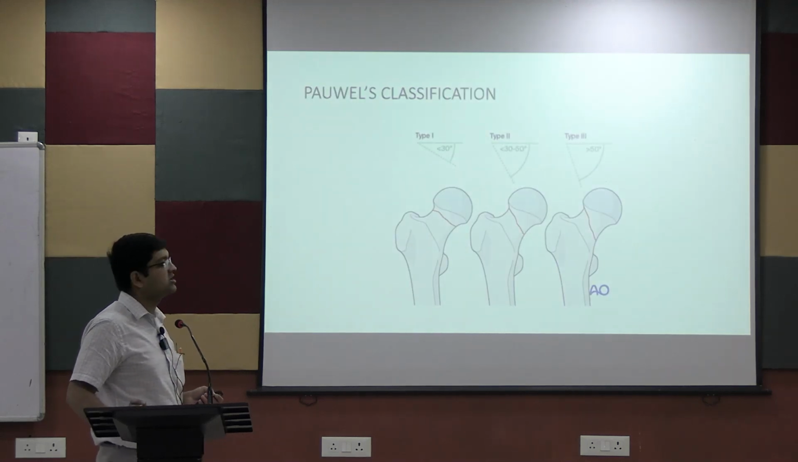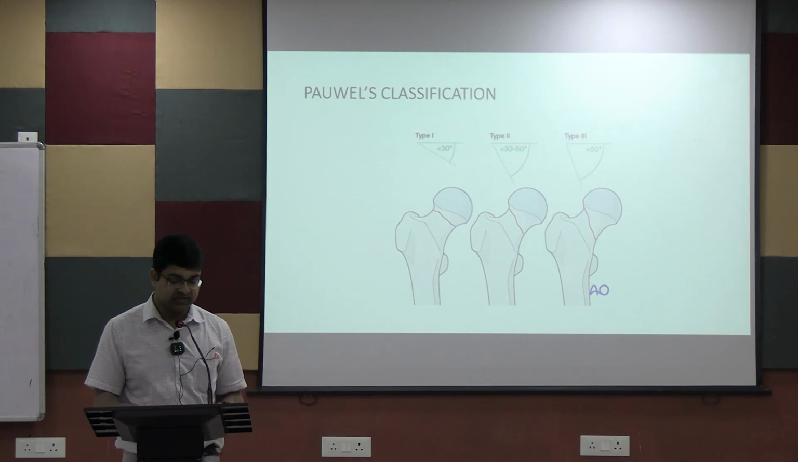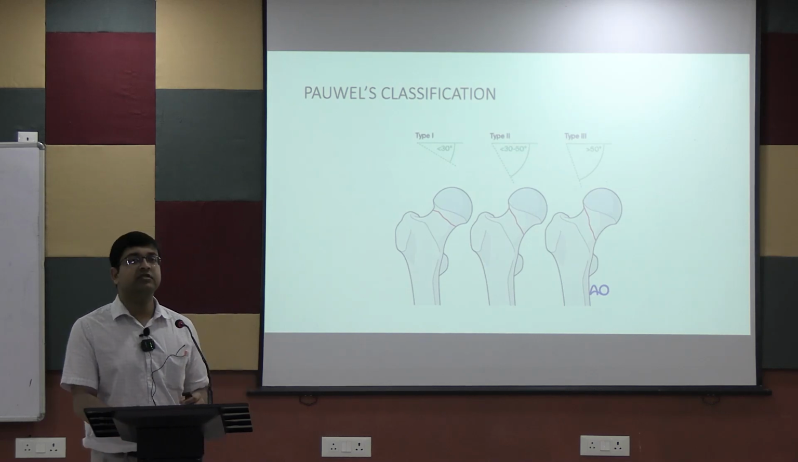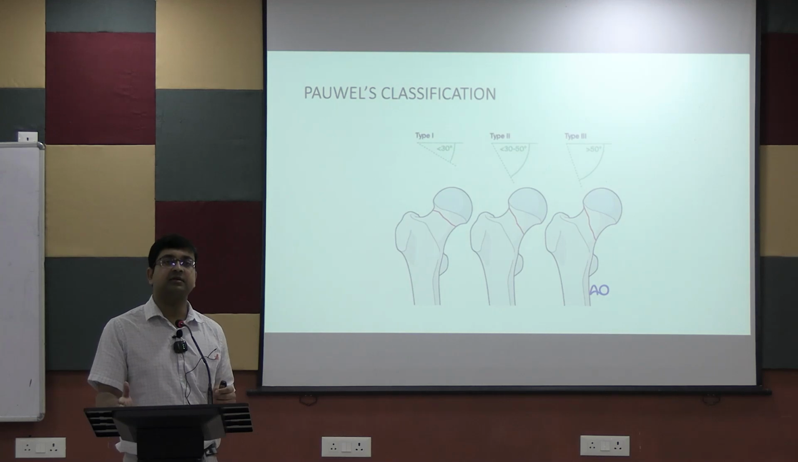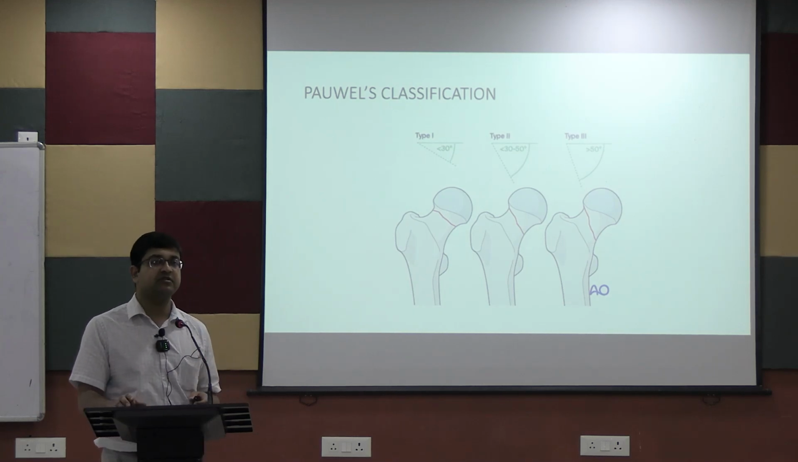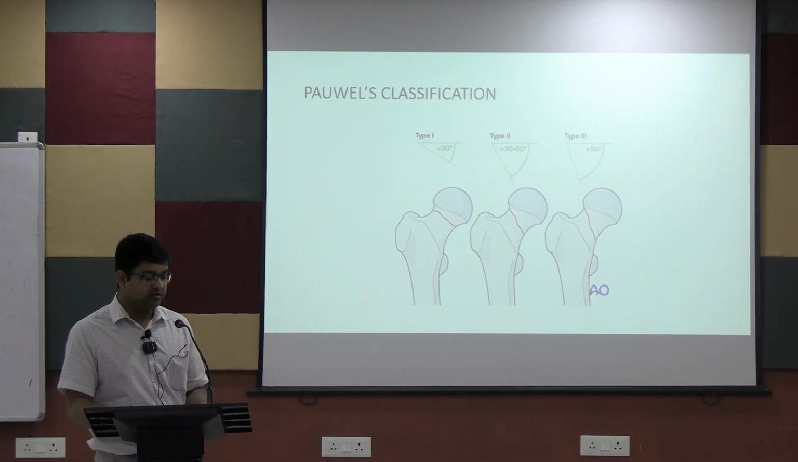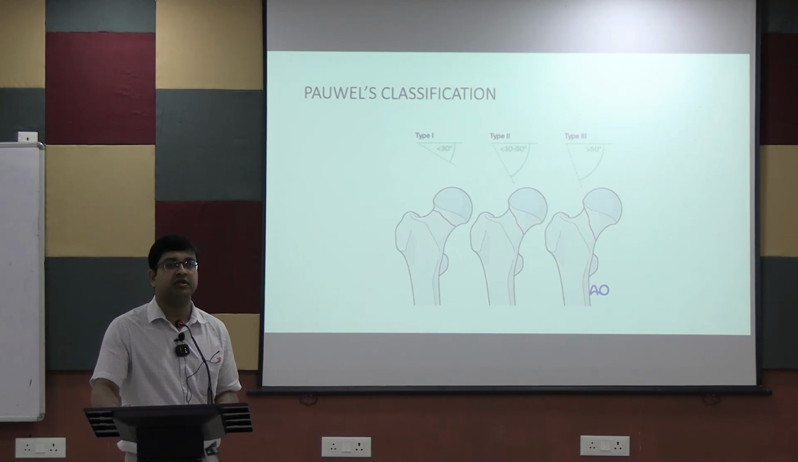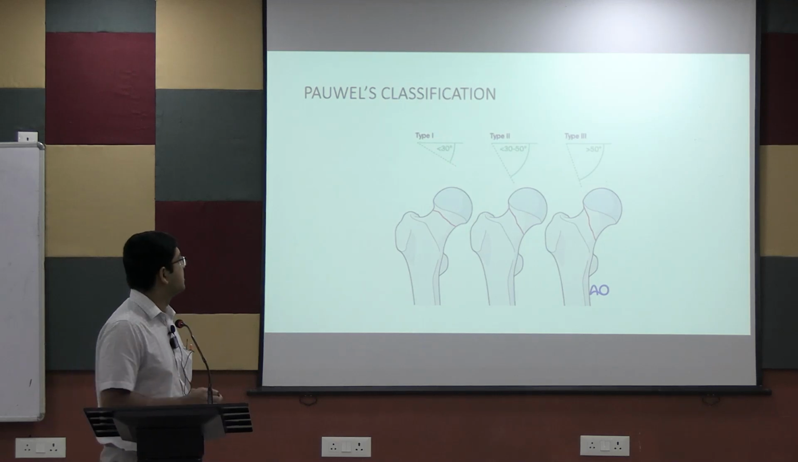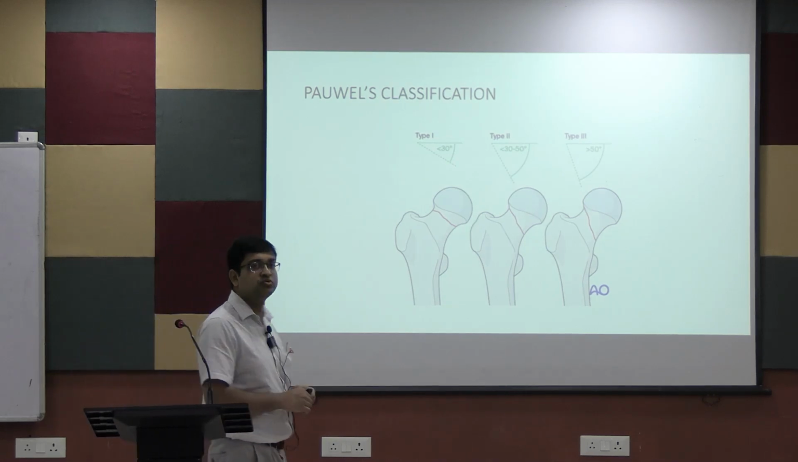Next is the Powell's classification. It depends upon an angle. Which angle? The angle created by the fracture line and the horizontal plane. So Powell's classification of femoral neck fracture depends on the angle created by the fracture line and the horizontal plane. It has three types, 1, 2, 3.